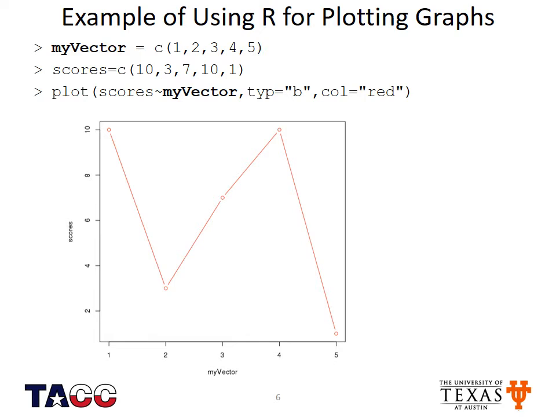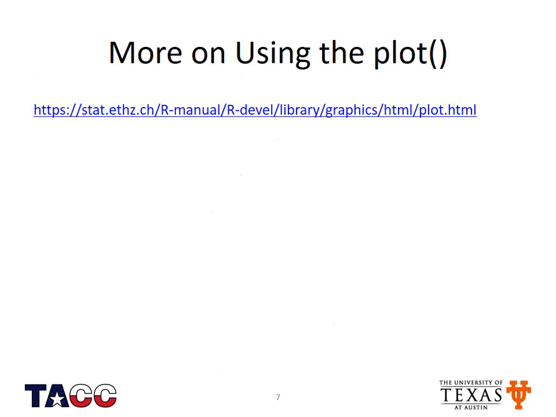In order to plot a graph such that the values in the vector named myVector are on the x-axis and the values in the scores vector are on the y-axis, we will use the inbuilt function named plot as shown on the slide. By following the link on the slide, you can learn more about the plot function in R.